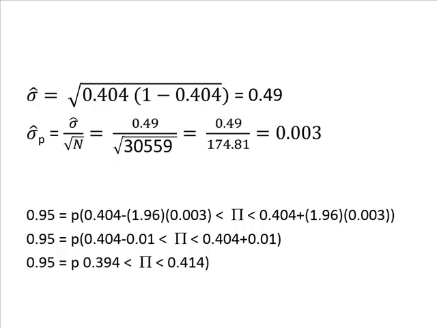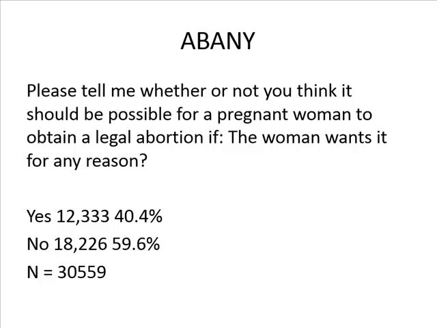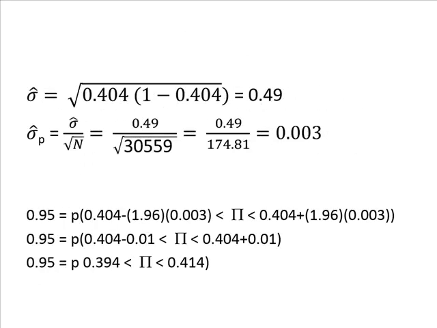So I went with the yeses, right, 0.404. So 0.404 times 1 minus 0.404, with the square root of it, gives me a standard deviation of 0.49. But I've got a lot of answers in this survey. I had 30,000 respondents, because what they did is they added up each year's survey. They asked the same question consistently for that many years.